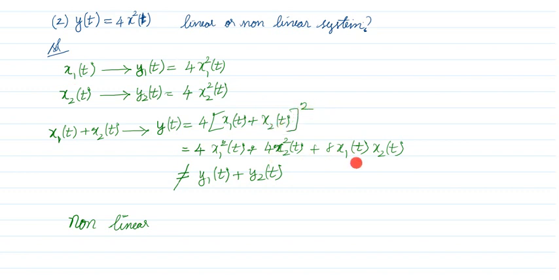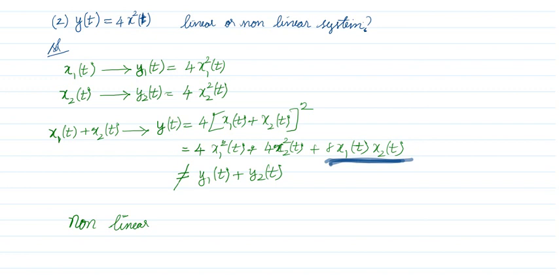On expanding, I will get this, right? That is a plus b whole square. So x1 square plus x2 square plus 2 x1 x2. I have multiplied with 4 inside, right? So this is definitely not equal to y1 of t plus y2 of t, because this is y1, this is y2. We have an additional term, a new term. So I can say this is not equal. So I can conclude that the given system is non-linear.